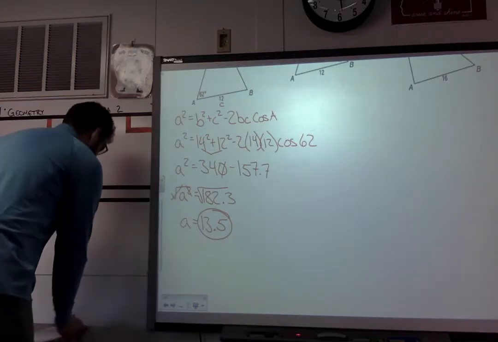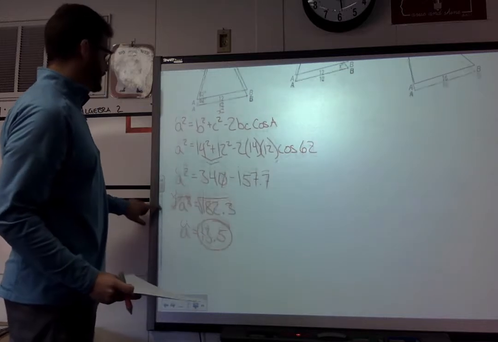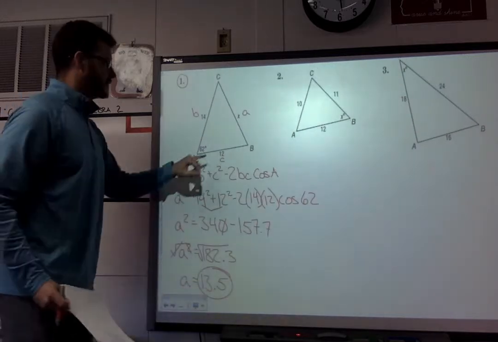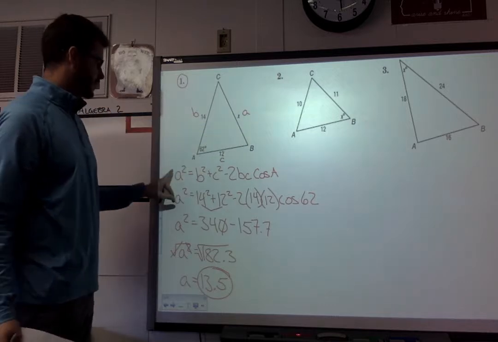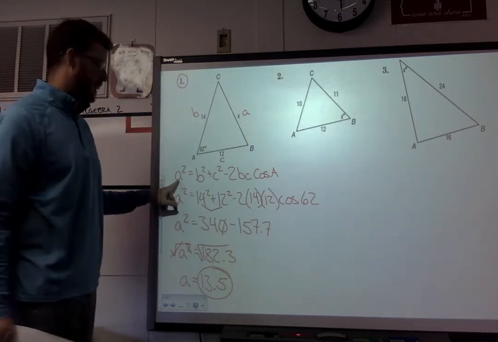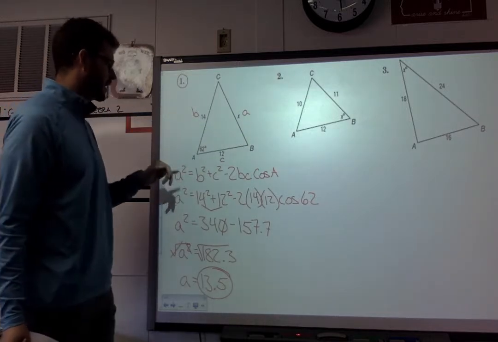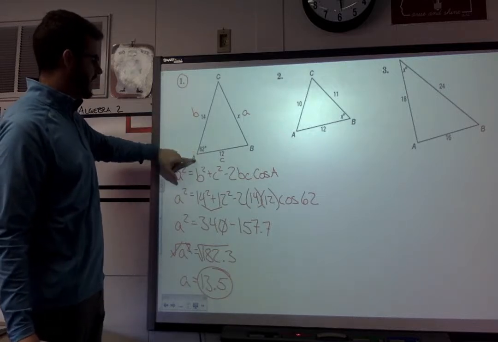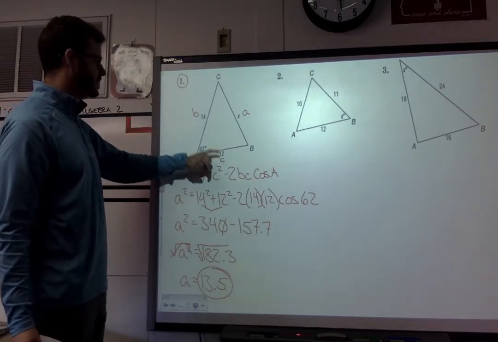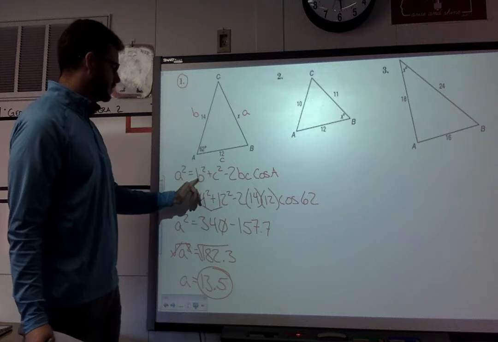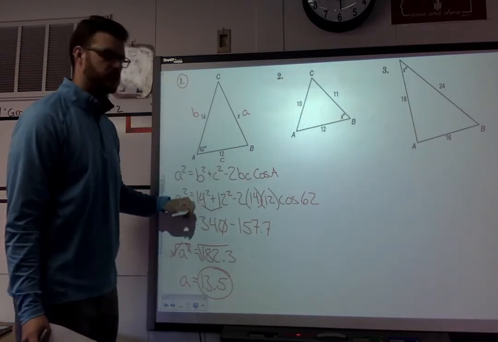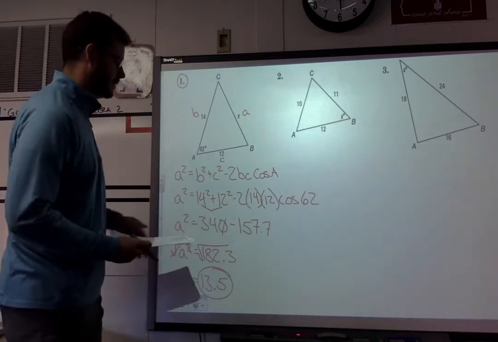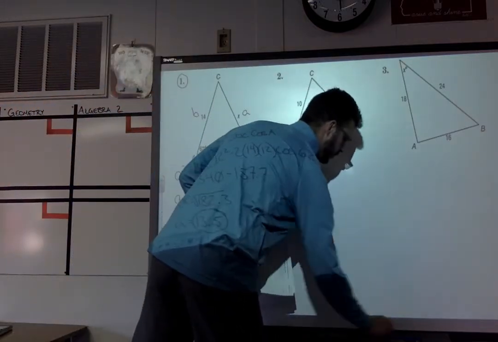So again, to determine which equation I needed to use, I just looked at my missing side was side A, so I used the one that starts with A squared. The other way you can look at it is we're given angle A and sides B and C, so we use the one that all of our given information will be included on that right side. So that was number 1.